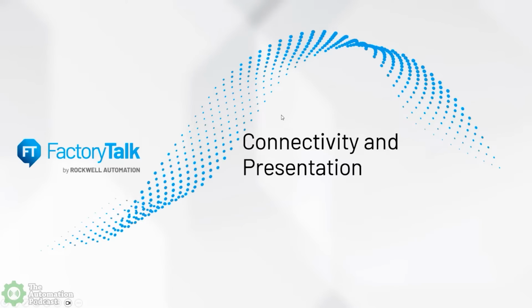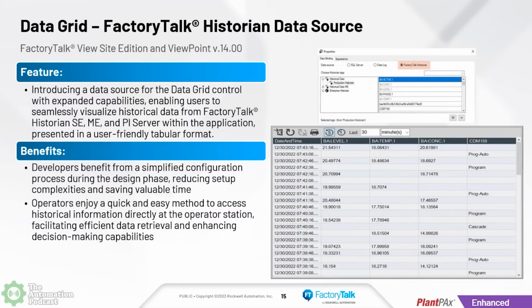All right, let's talk a bit on the theme of connectivity and presentation. Going back to FactoryTalk version 12, we introduced the feature called the data grid. At that point in time, you could only display content in that data grid that was part of SQL Server, in a tabular form. Then version 13 came out, and you could actually display your database for the data logs. And now we've expanded it in version 14. With the new data source, you can access your FactoryTalk Historian database and display it in a user-friendly tabular format.